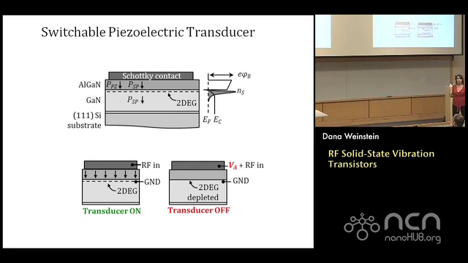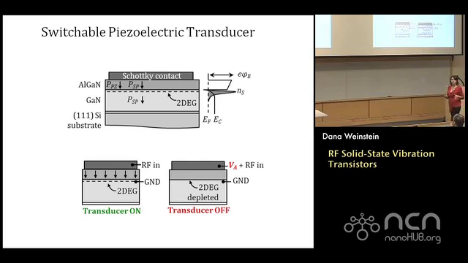If I don't have an electrode, I don't have fields to drive acoustic vibrations. Similarly, I can do this for sensing, right? So this is the first implementation of a piezoelectric material where you can actually use a DC bias to switch off the transduction.